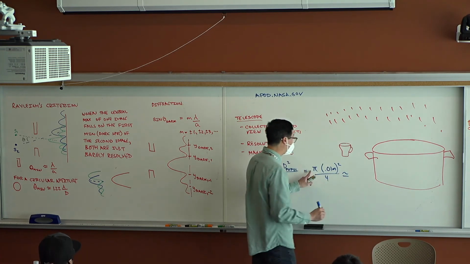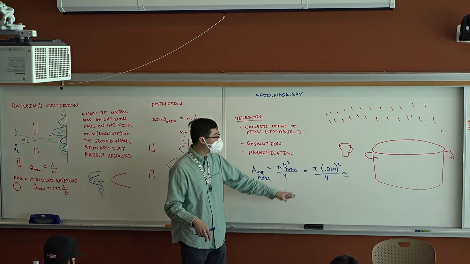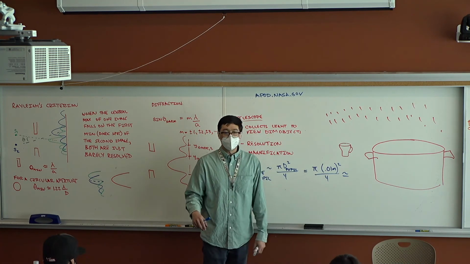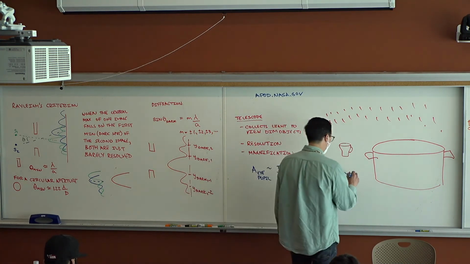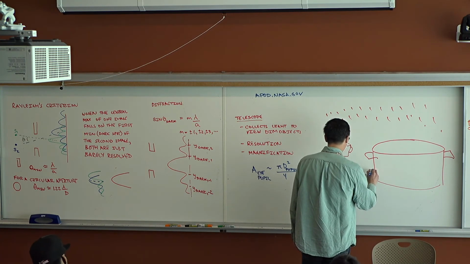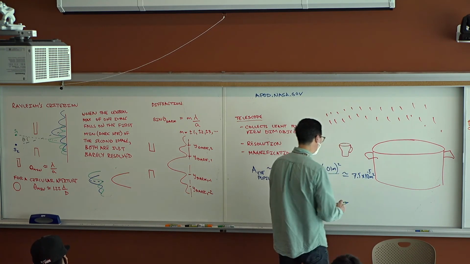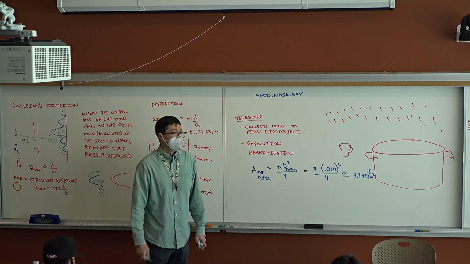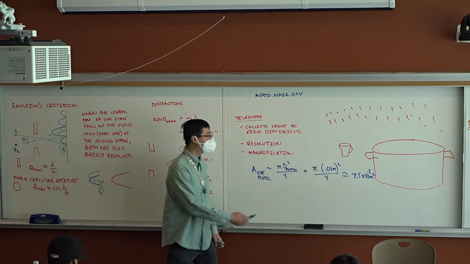Roughly, pi over 4 is about 3/4, times 0.01 squared, which is 10 to the minus 4. So that's about 7.5 times 10 to the minus 5 square meters. Is that okay? Roughly?